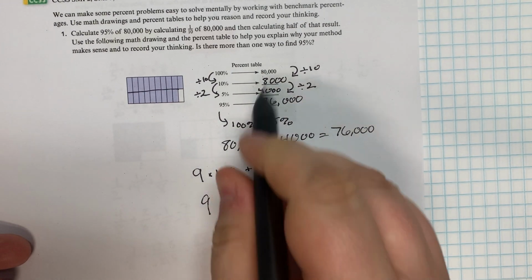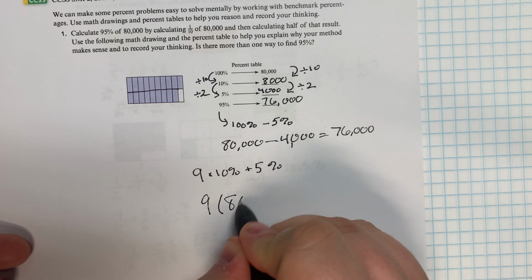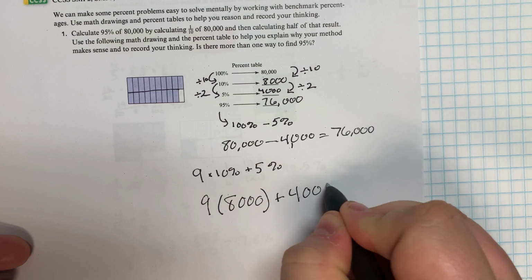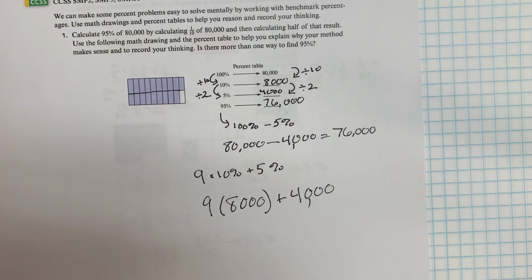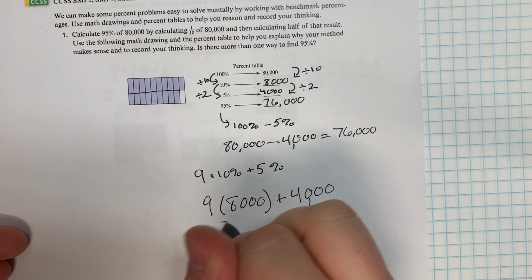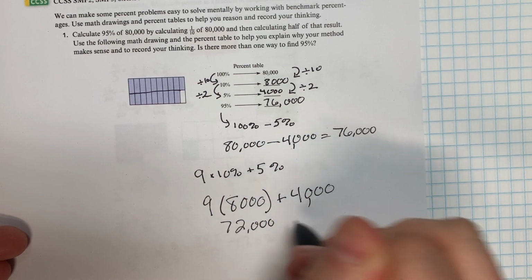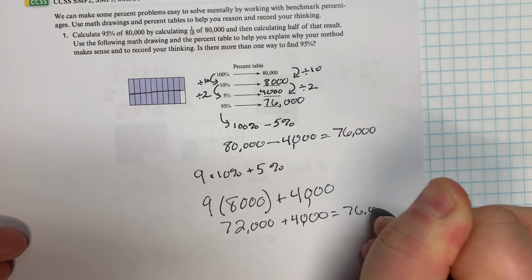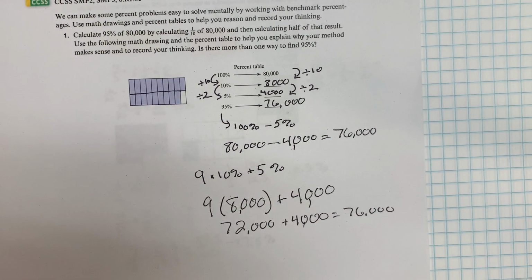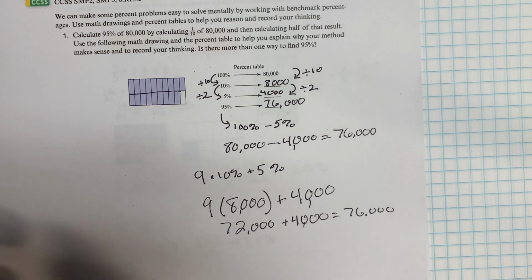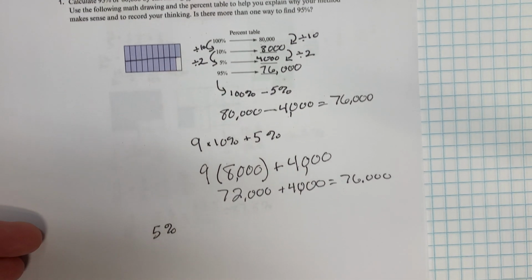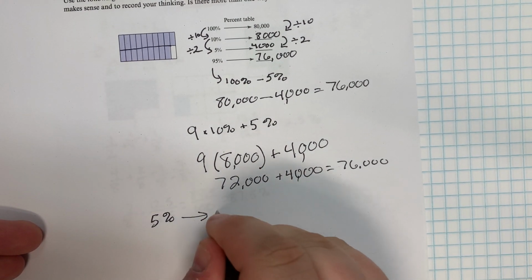Well, 9 times 10% is 9 times 8,000 plus 4,000. So 9 times 8,000 is 72,000 plus 4,000, 76,000. It's another way. We could also take our 5%, and we know 5% is 4,000.